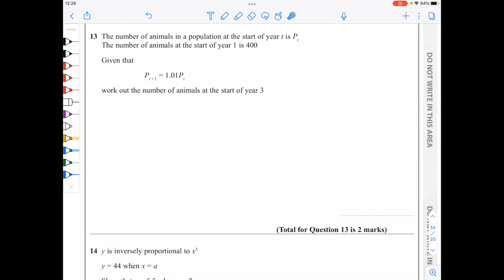13, it's the number of animals in a population at the start of year T, denoted by P underscore T. We start off in year 1 with 400 animals, and to go to the next year's population, we multiply the current year's population by 1.01. So, at the start of year 1, we had 400 animals. At the start of year 2, we've got 1.01 times 400, which is 404 animals. And at the start of year 3, we will be having 1.01 times 404, which turns out to be 408.04. Well, I'm going to just say 408.